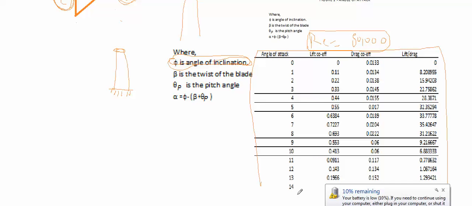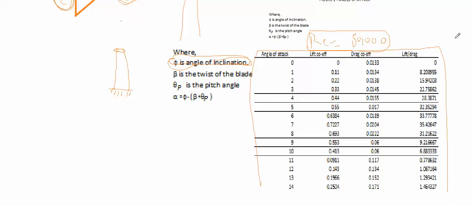Because it's rho V L upon mu, so V is extremely small. So yeah, the Reynolds number should be around 80,000 or say 40,000. So right, this is the data of NACA 0012 at a Reynolds number of 80,000.